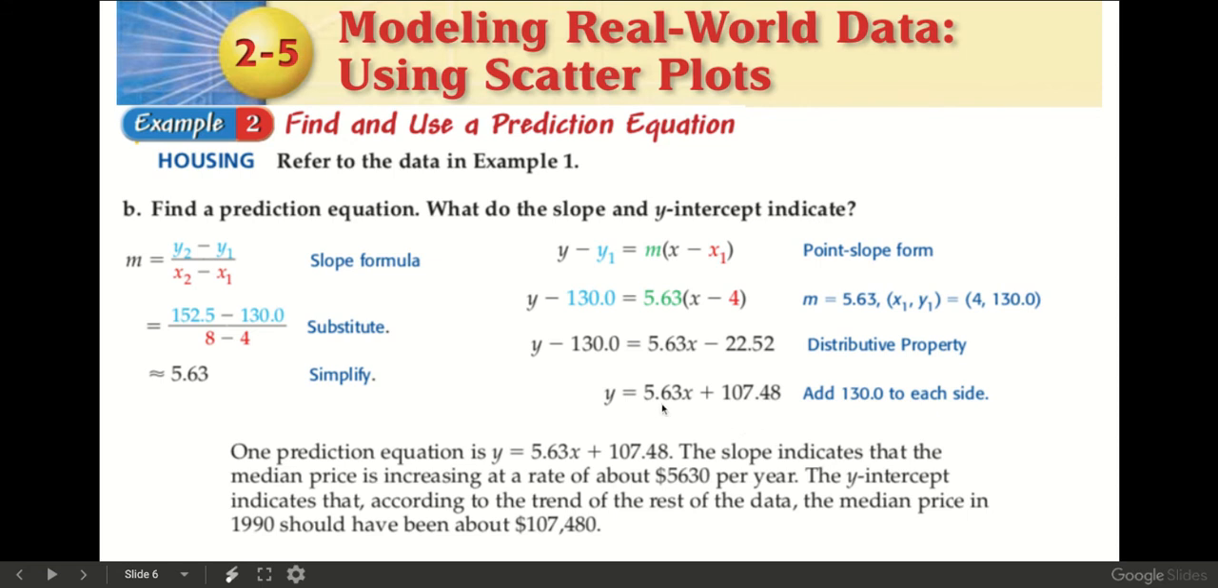So what does the slope indicate? The slope indicates that the median price is increasing at a rate of $5,630 per year. Because remember, this is in thousands of dollars, right? And the y-intercept represents the starting value at 1990, right? That's my y-intercept, it represents where it starts when x is 0. So that means the starting price would be $107,480.